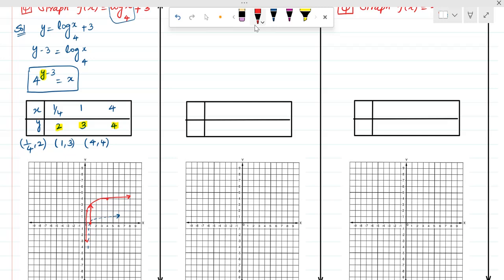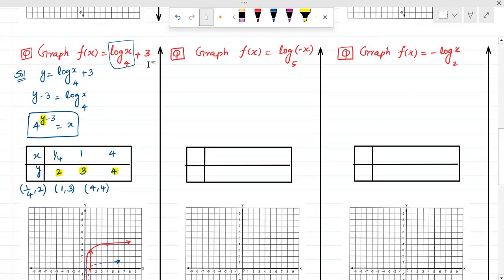Why 3 units up? Because it is plus 3. So here you will have a plus 3. That's why it is increased, that is, up by 3 units. Suppose if you have a minus there, then it is down by 3 units. If it is minus 3, it is down by 3 units.